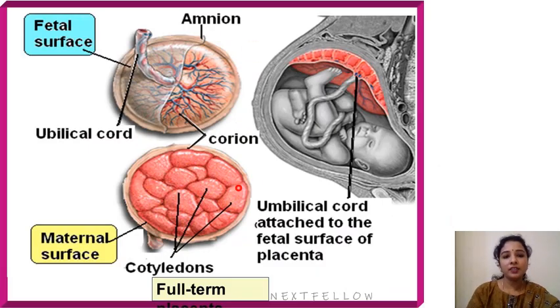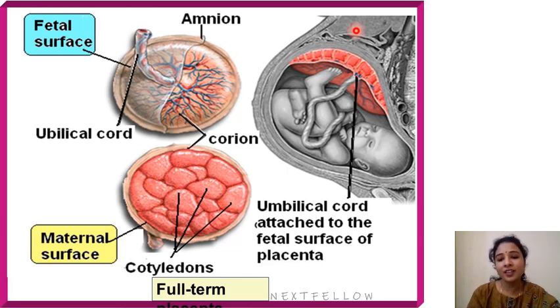So here we can understand the two surfaces of the placenta: the maternal and fetal surfaces. The maternal surface is rough because of the 15 to 20 lobes, which are called cotyledons, and the fetal surface is smooth because it is covered by a glistening amniotic membrane. Usually we see the attachment of the umbilical cord approximately in the center of the fetal surface. This is the maternal surface, and this side is the fetal surface of the placenta.